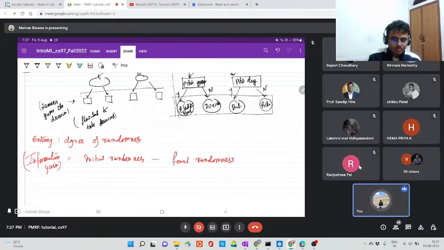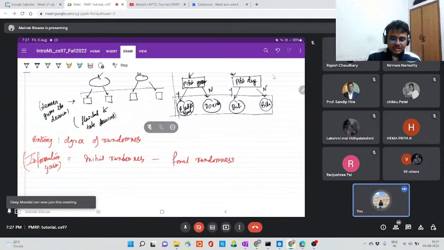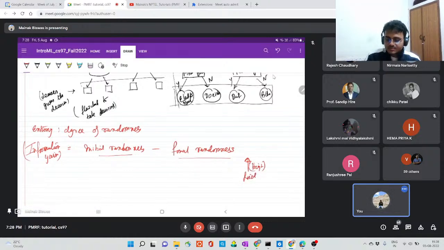If you have a doubt, you can stop me. This is the intuition that I'm trying to build. You have some randomness initially and you have some randomness finally. In a case where this is very, very high, what does this mean? High means the final randomness is very low, which effectively means the feature is good. So information gain being high means the feature is good.